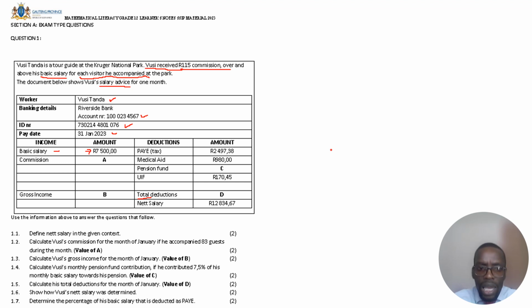Okay, so whenever we say total here, it means it is after adding up, adding up what? Adding up all deductions. That's why it's called total deduction. So it's after adding up all deductions.